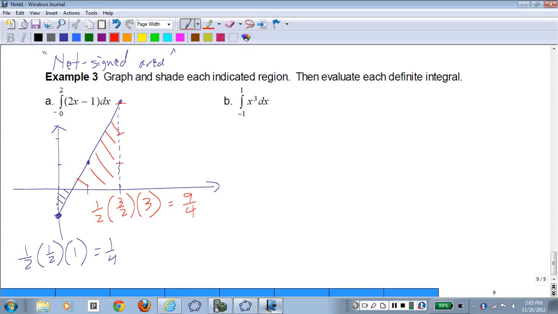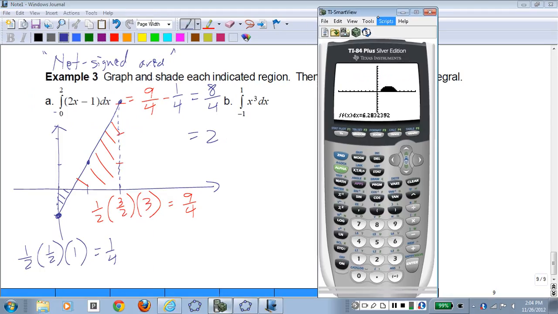But for the value of the definite integral, the 9/4 makes a positive contribution. The 1/4 makes a negative contribution. So it's actually 8/4 or 2. And I think your calculator will agree with that. Let's see. Y equals 2x minus 1. Graph it. Second, calc 7. Lower limit 0. Upper limit 2.